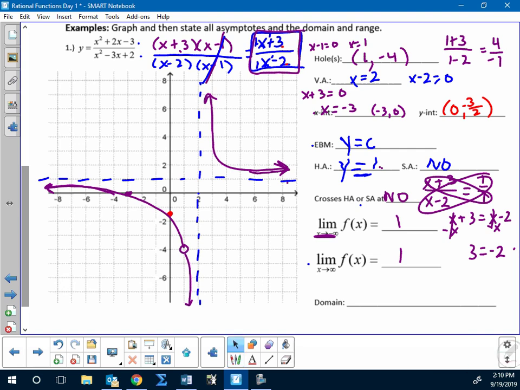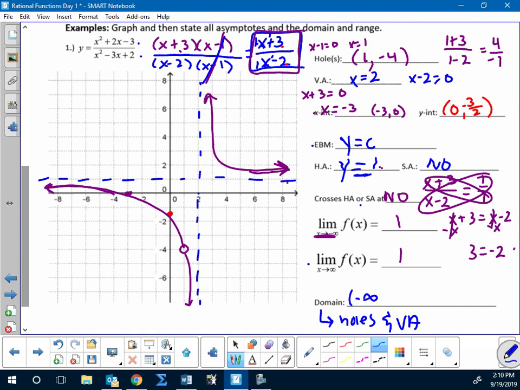The last thing we have to write is our domain. Your domain is only interrupted by holes and your vertical asymptote. So our domain always starts at -infinity. So if I was like driving the car, I could totally drive, then I fall into a hole. Okay, so at what x value did I fall into that hole? At 1. So I have to stop at 1.